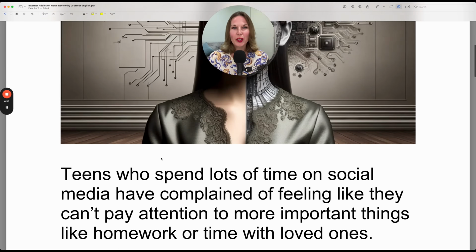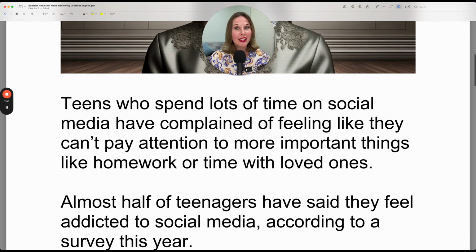Now let's continue with the article. Teens. So notice here, teens is the short form for teenagers. But now they're talking about teens in general. They're not talking about your daughter or your son who is a teenager. They're talking about all teens, all teenagers.